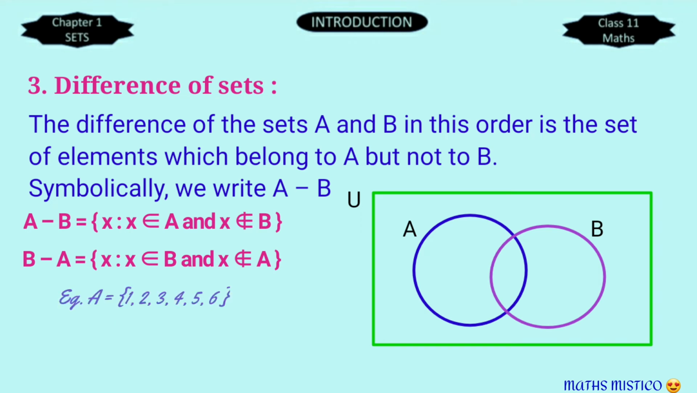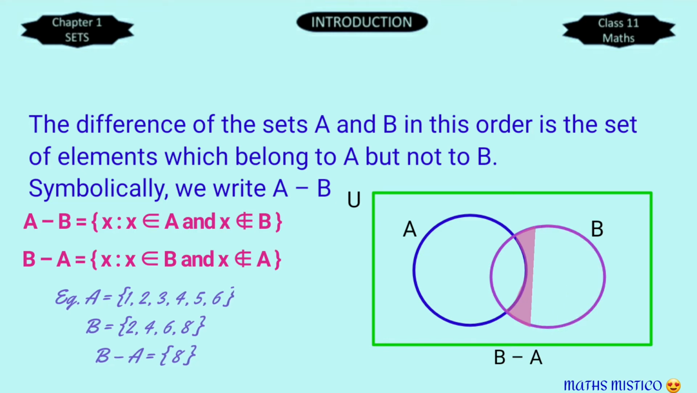Similarly, if we calculate B minus A, it will contain only element 8. So in the Venn diagram, we will shade the uncommon portion of B. Are all these operations clear to you? We will practice all these in exercise 1.4, but before that I want to introduce one more term of set theory to you, that is called disjoint set.